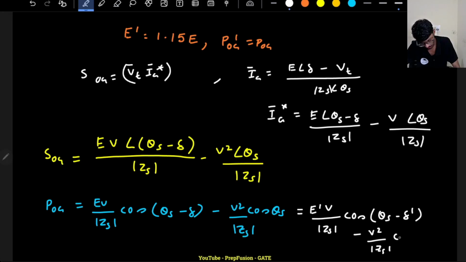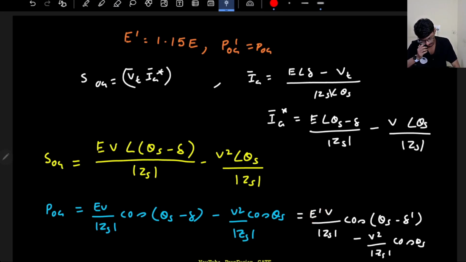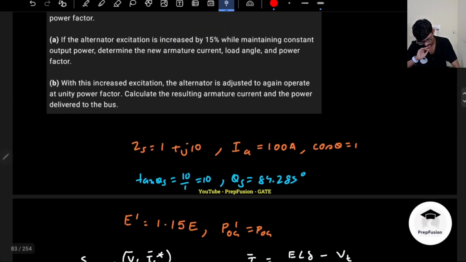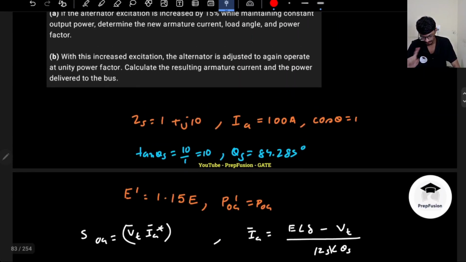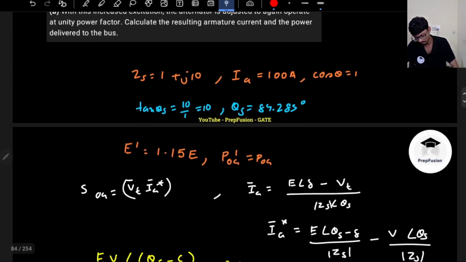This will be same. This will become cos. This will also be same, cos theta s. So what is changing actually? So E dash value I know. Can I find out E dash value? Okay, IA current is given to me. Yes, I can find out E. What will be value of E?